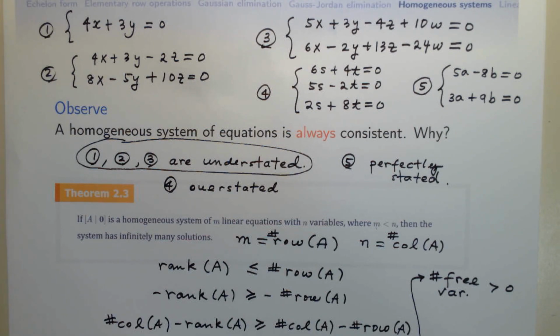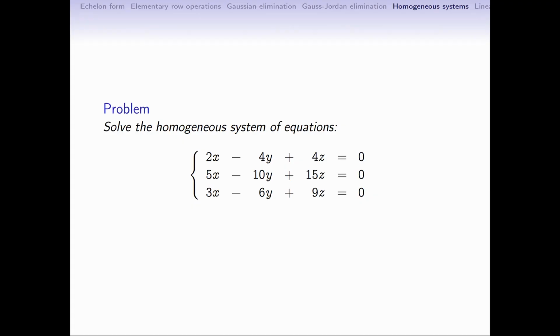So just understand the importance of Theorem 2.3. It tells us something very useful in the case of these understated systems, but it's not addressing the overstated or the perfectly stated case at all. All right, let's head back to the class notes. Let's close this subsection on homogeneous systems by solving a homogeneous system of equations. So let's head over to the document camera and work out the solution set for this homogeneous system of equations.